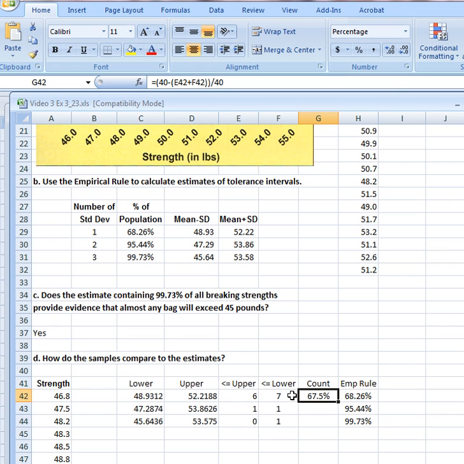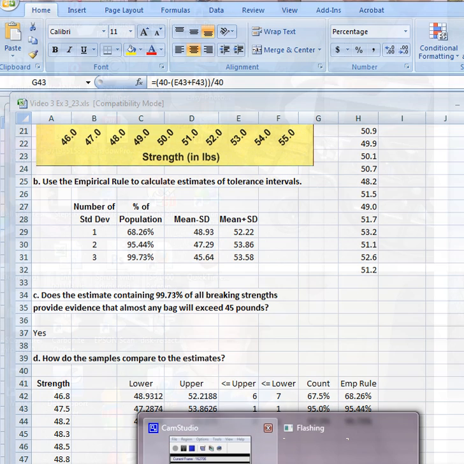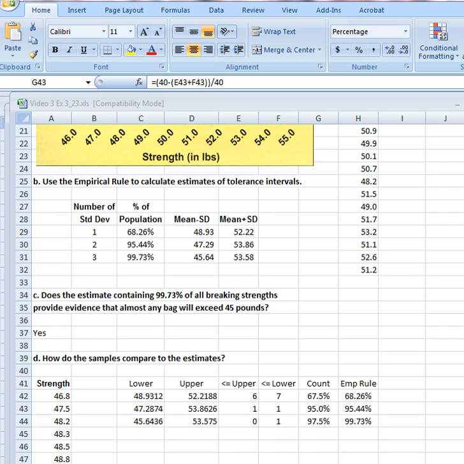67.5% of the values are within 1 standard deviation. That's pretty close to 68.26. We can drag this down just like we've been doing. And we see that 95.0 compares to 95.44. 97.5 compares to 99.73. So we're doing pretty good. The empirical rule seems to be holding. That's because our curve was nice and bell-shaped.